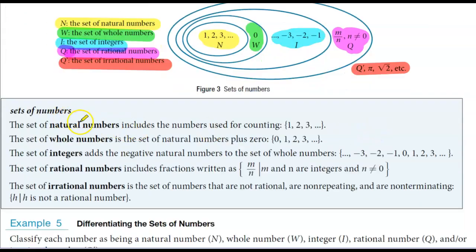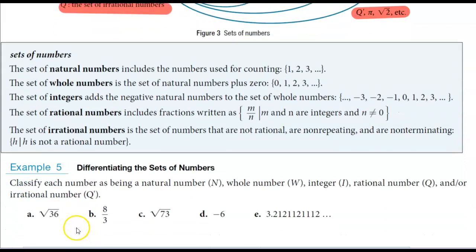So here's the set of natural numbers. The set includes numbers used for counting. The whole numbers is the set of natural numbers plus 0. The integers adds the negative natural numbers to the set of whole numbers. The set of rational numbers includes fractions. And we have irrational numbers.